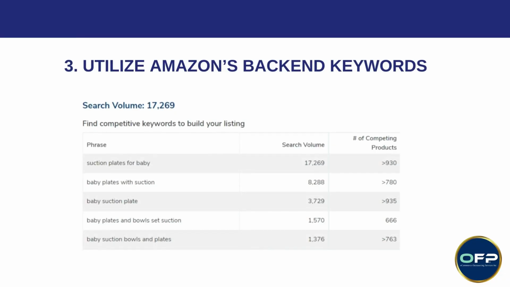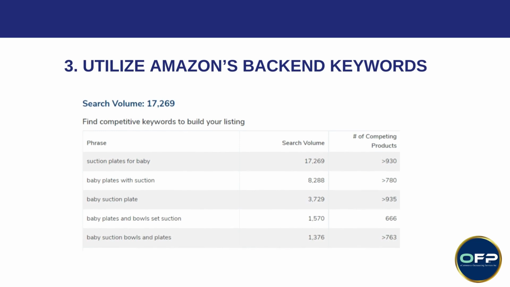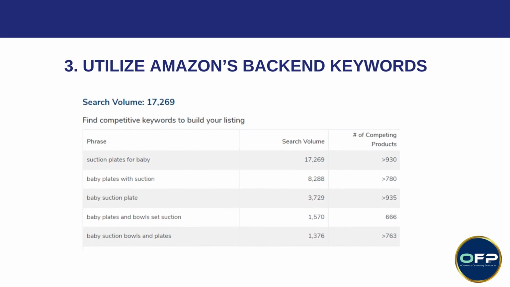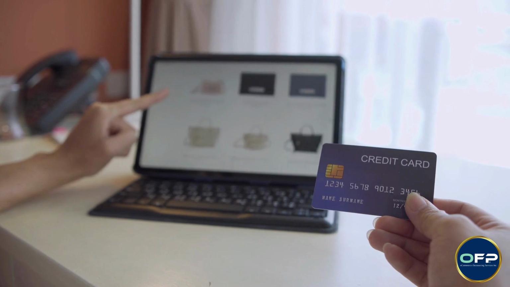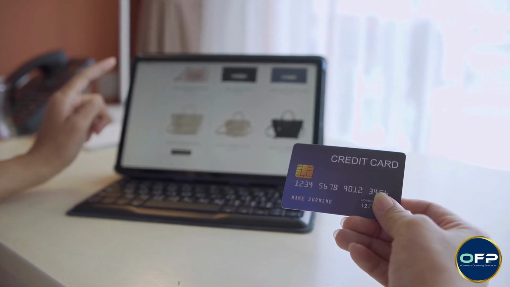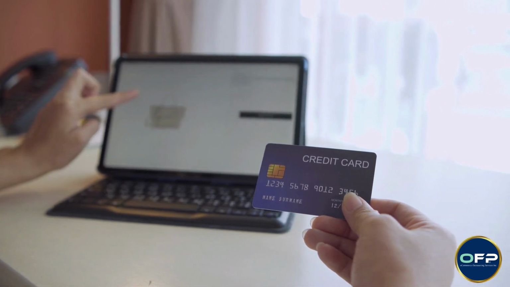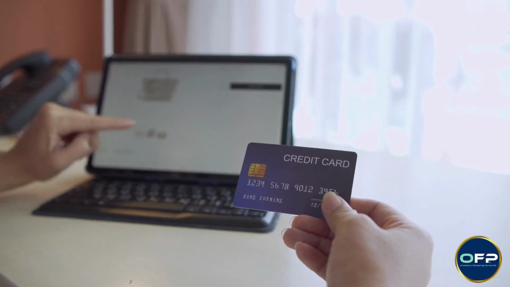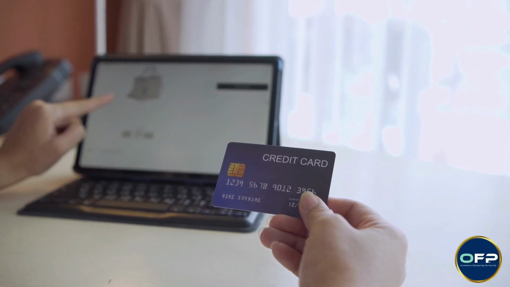3. Utilize Amazon's backend keywords. Amazon has a backend keyword section, similar to a meta tag for those familiar with SEO. In this area you can put up to 250 characters split between 5 sections. Use this area to add terms related to your product, such as general category terms or phrases that people might search for when looking for your product. Make sure you don't go over 250 characters or bytes however, as Amazon won't index your keywords and it will be as if you didn't fill them out at all.